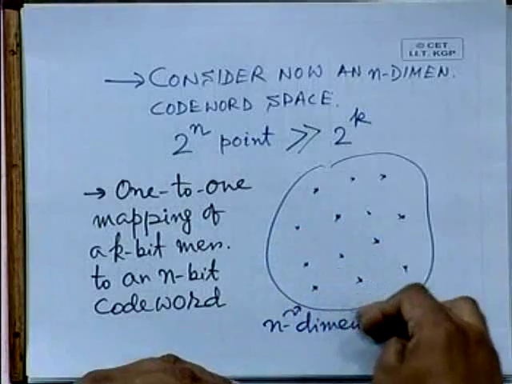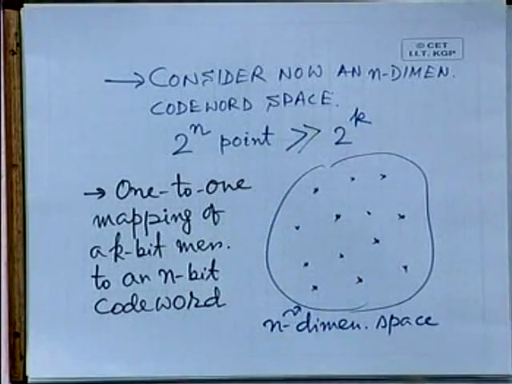That means in this n dimensional code word space, I have 2 to the power n points, but for this encoding operation I do not need all the points. How many points do I need in this code space? Only 2 to the power k. So the issue of encoding is nothing but placing only 2 to the power k points in a very judicious manner, maybe in the best possible manner, into this higher dimensional space which has many more points.